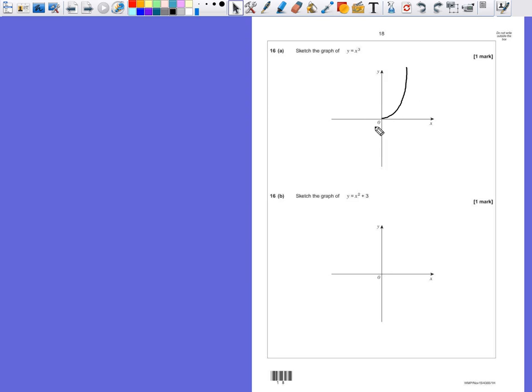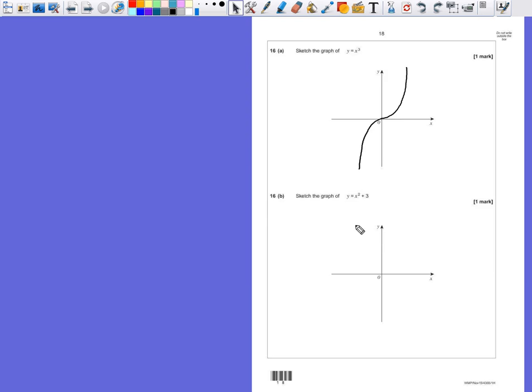The inverse of this can be said is true when you start looking at the negative values of x, because negative 1 times negative 1 times negative 1 is negative 1, then negative 8, then negative 27. So it gives us this rotationally symmetrical curve, x cubed. For 16b, sketch the graph of y equals x squared plus 3.